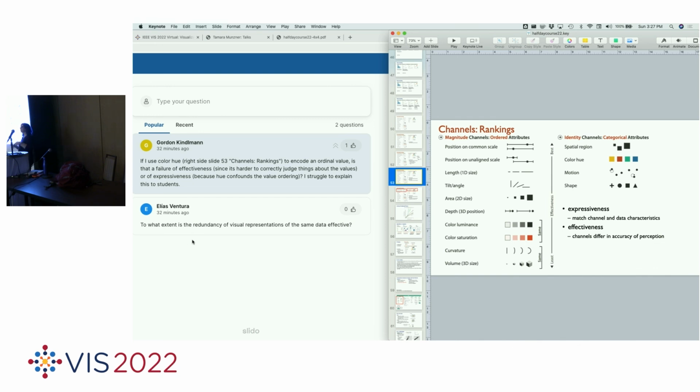So if it's so great, why don't we do it all the time? It's because it uses up channels. If you've used two channels to encode the same attribute, you then no longer have those channels available to encode anything else. So if all you're trying to do is send one message about one attribute, great, redundantly encode it, use them all up to give that crucial message.